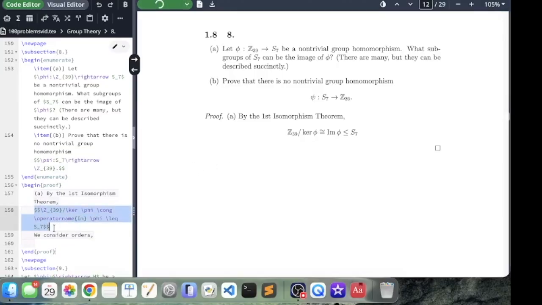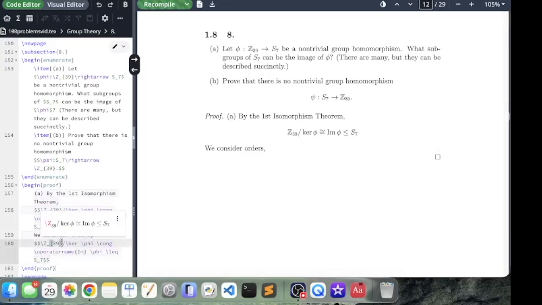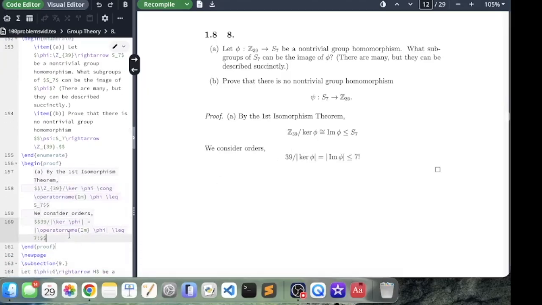We know that the order of Z39 is just 39. The order of the kernel, I'm just going to put the order symbol around. Order of image, I'll do the same thing. And the order of S7, if you don't know, is 7 factorial. And instead of isomorphic, I'm just going to say equal to, so we're talking about numbers now. And even this less than or equal to, that could be a divide symbol. It's probably more appropriate.